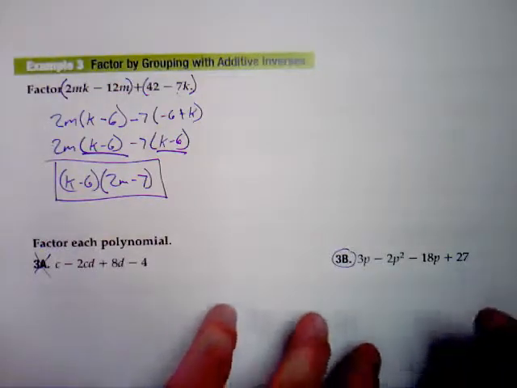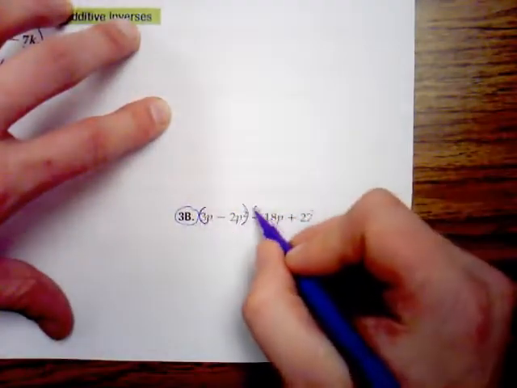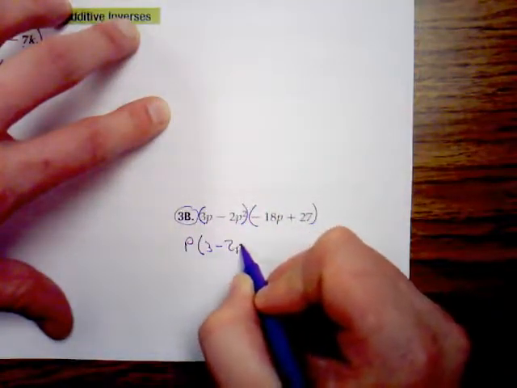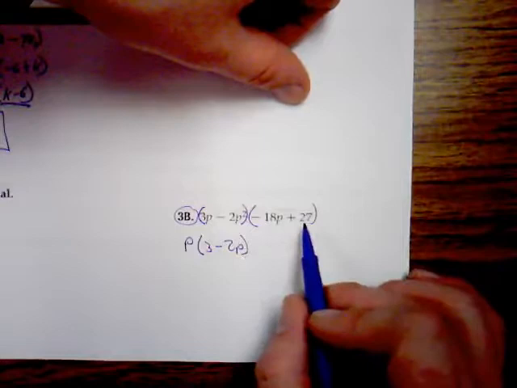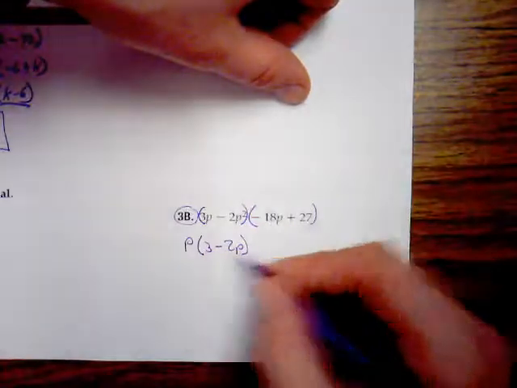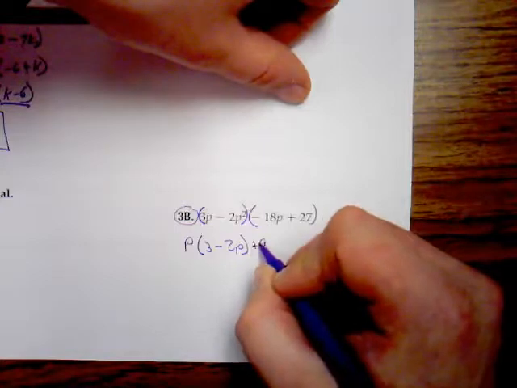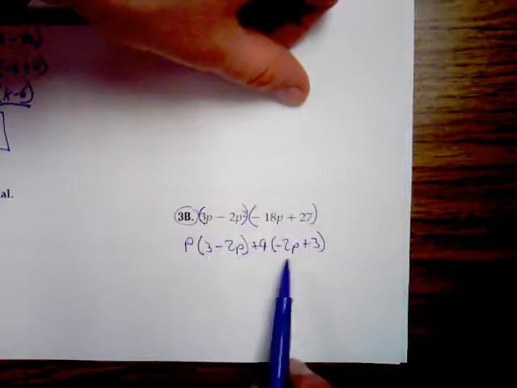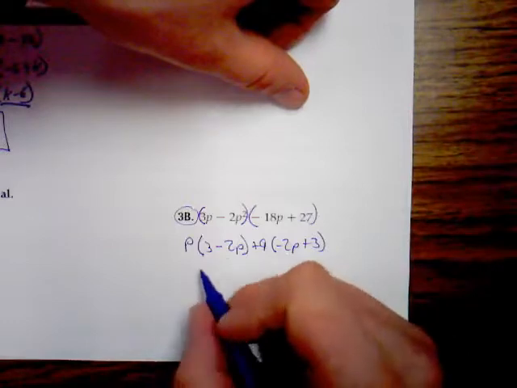Okay, we should be back from trying 3b. Let's go through it. Group the first two and the second two. Here I'm going to factor out a p, and I'm left with 3 minus 2p. On the second one, if I factor out a 9, I get negative 2p plus 3, which we have to be able to recognize is the same quantity. This 3 minus 2p and negative 2p plus 3, those are the same.